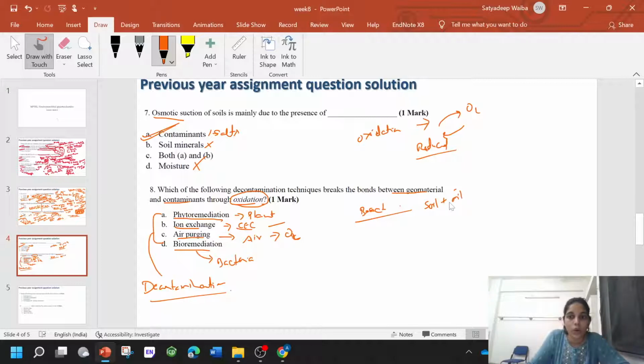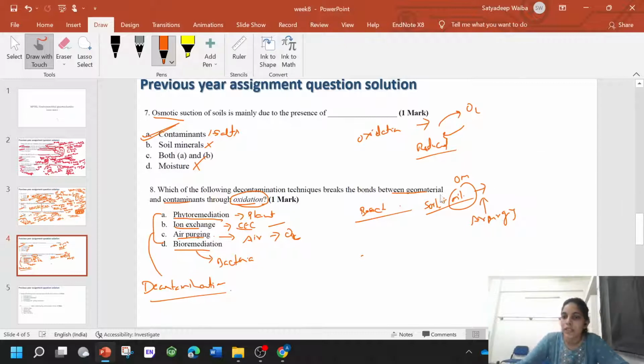Oil is basically what? Oil has organic matter, right? So this oil acts as a contaminant, and it contaminates the soil. When you purge air, purging is nothing but a continuous supply of air to the soil. When you do air purging to this system, because of oxidation, this oil will get oxidized and leave the soil surface.